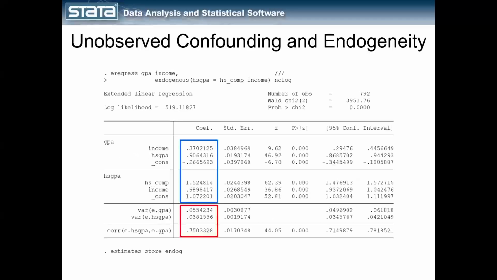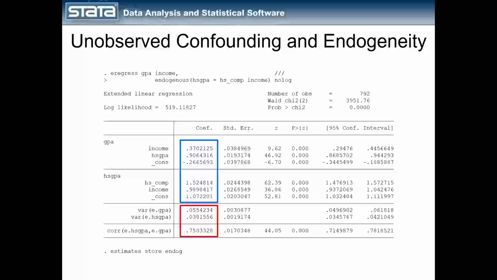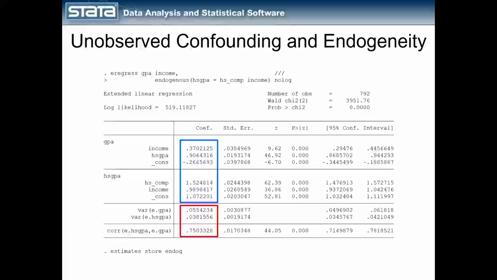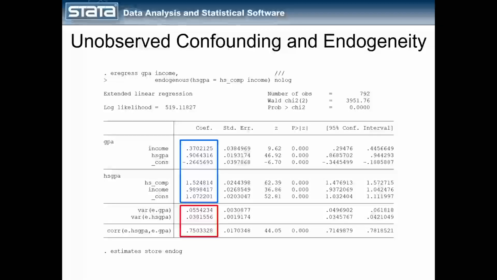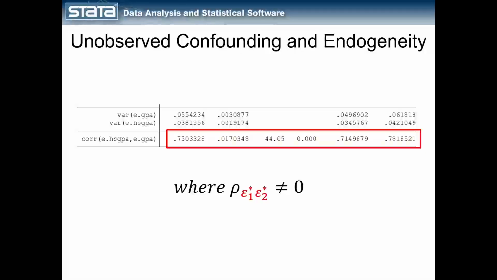So if I run this command, the output shows me two sets of coefficients. The top set of coefficients are for the model where GPA is the dependent variable. And then the bottom, or the second little set of coefficients here where high school GPA is the dependent variable. Those are the coefficients for our auxiliary model. Then at the bottom, we get the variance of the error terms for these two models, as well as the correlation between them. So on the next slide, I'm just going to zoom in on this bottom part.